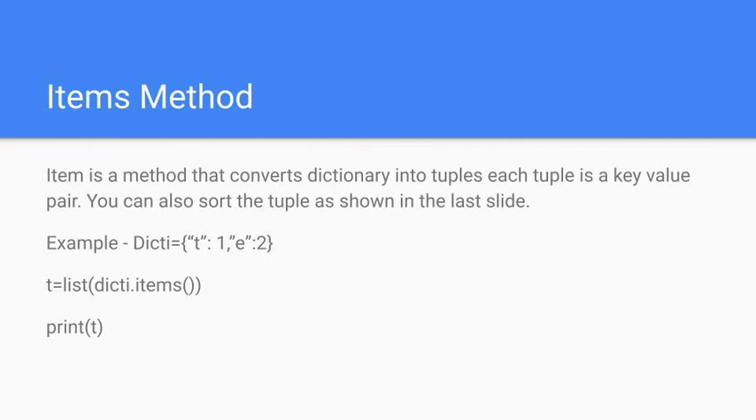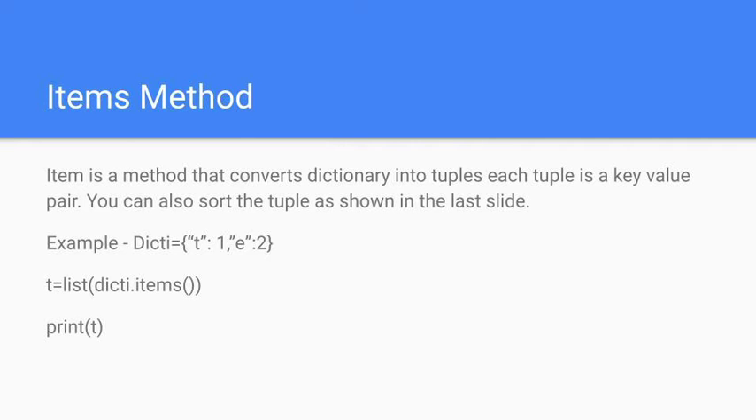So dicti dot items will convert the dictionary into t comma 1 inside brackets and e comma 1 inside the brackets. This dictionary would be converted into a tuple. So you can find it out by also using type.